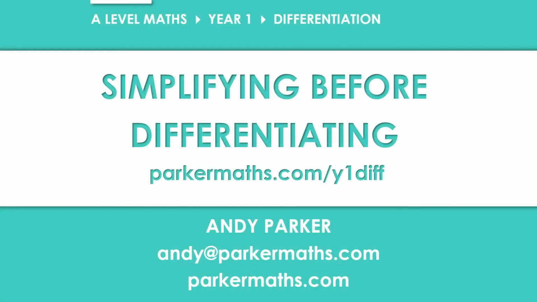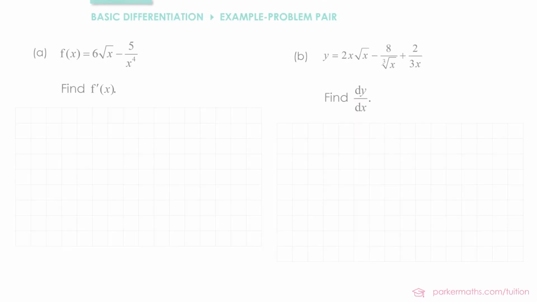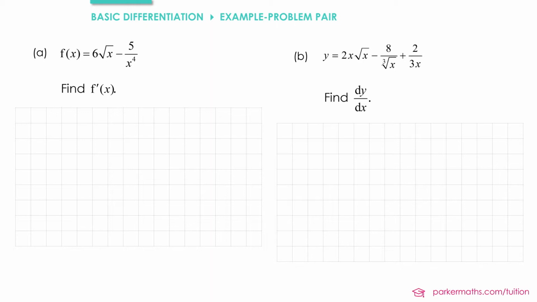In this example, we're going to look at how sometimes it's helpful to simplify or just rewrite terms before we differentiate them. Okay, in part A we have f of x equals 6 root x minus 5 over x to the power 4. To differentiate this, it first helps to prepare the terms for differentiation.